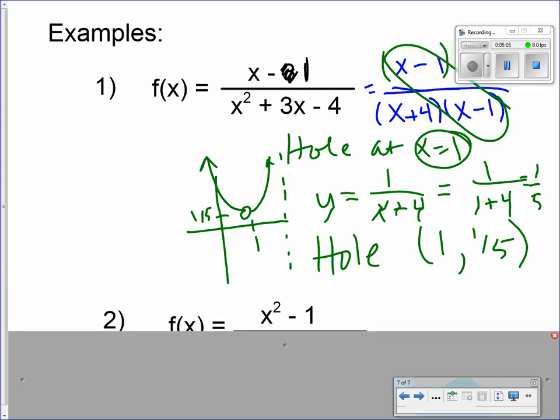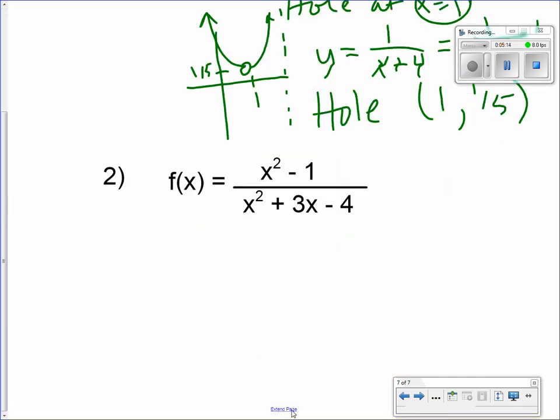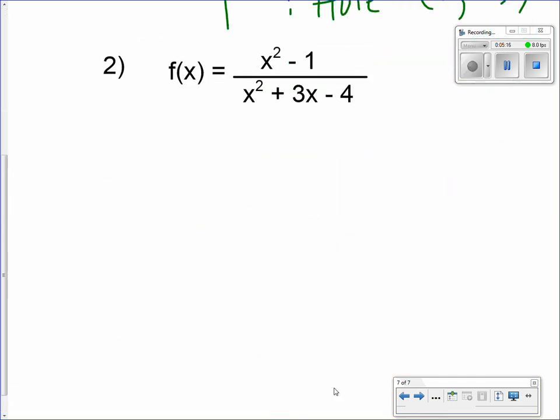All right, let's look at one more example. This time the example is x squared minus 1. And again, the same denominator. I would recommend pausing the video here and trying this one on your own, and then I'm going to put the answer up.